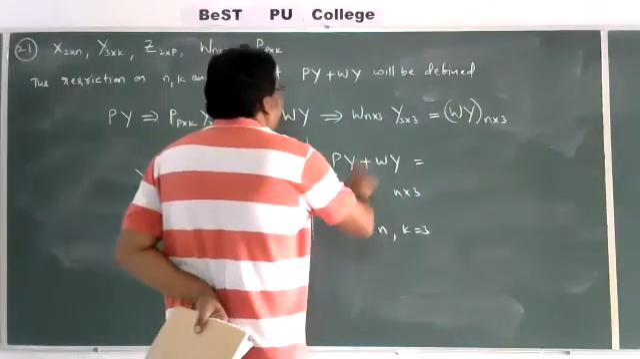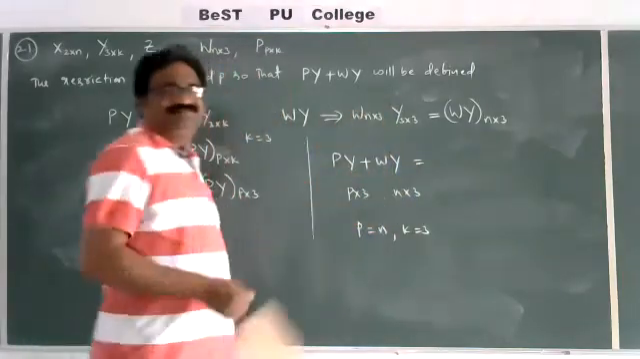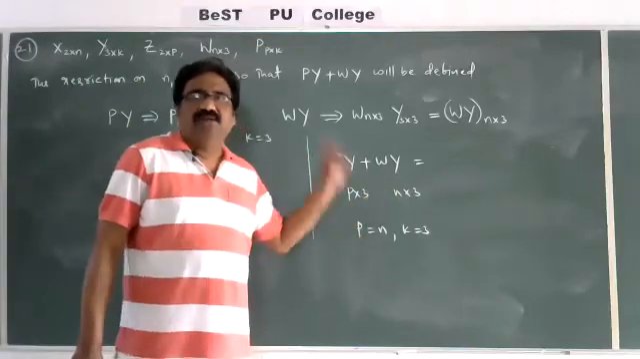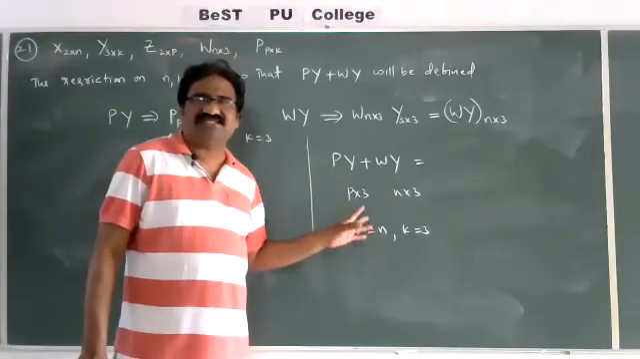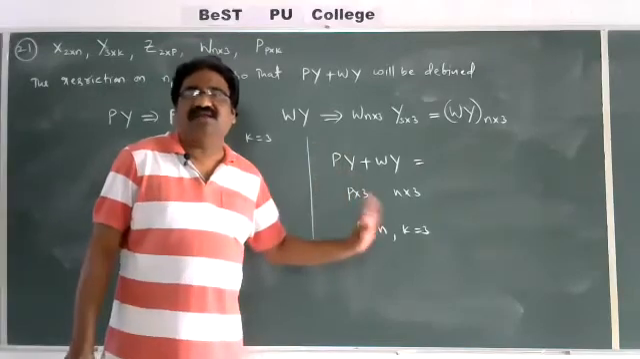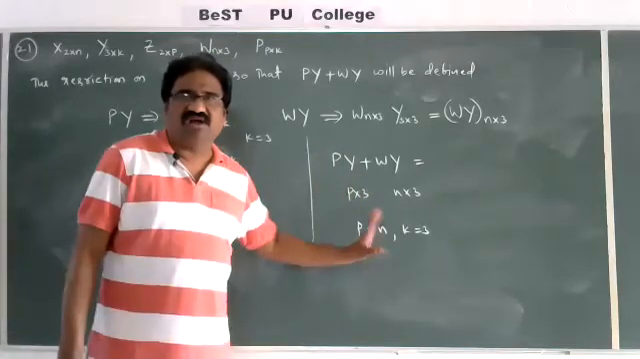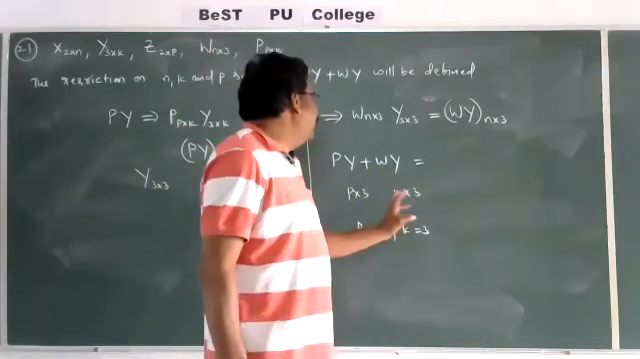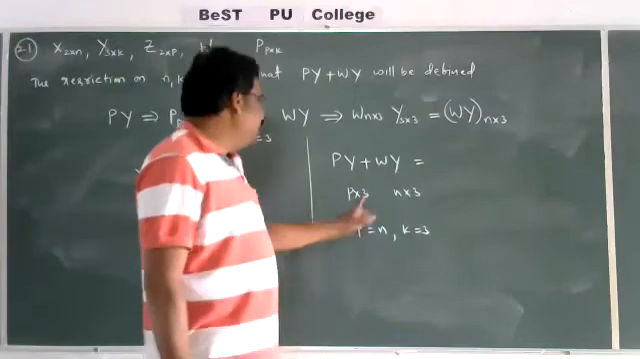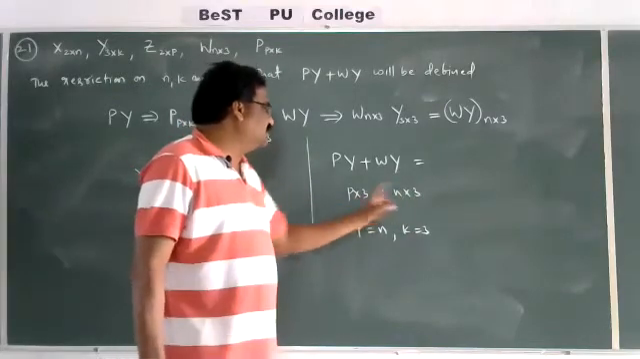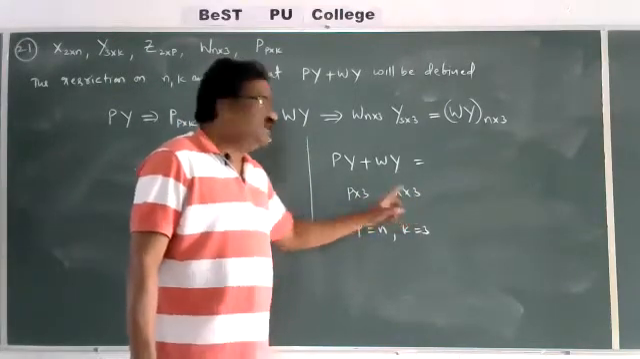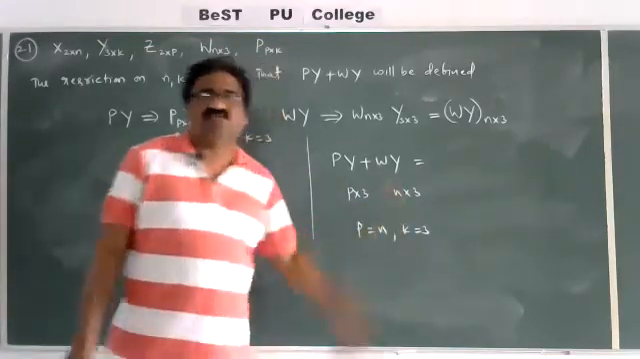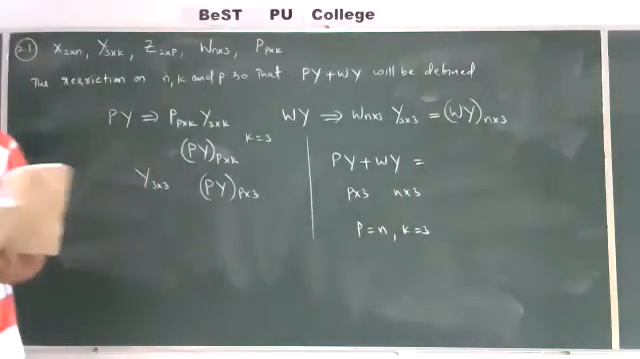So then Py plus Wy is defined. We want to define Py plus Wy. For addition of two matrices, they compulsorily require equal order matrices. Already Py is a P by 3 matrix. Wy is an n by 3 matrix. So here columns are equal in both matrices. So equating the rows, that is P is equal to n, K is equal to 3. That is the option. The first option is correct.